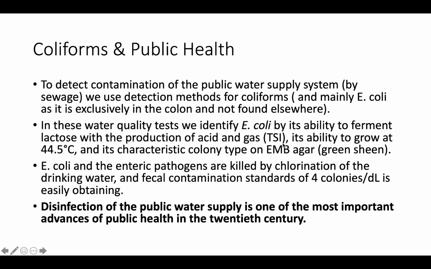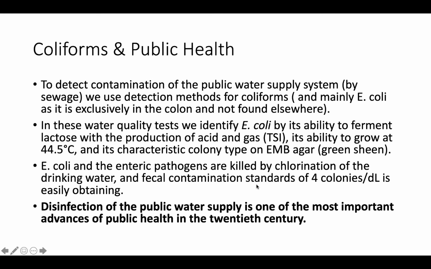So you use EMB or triple sugar iron. You can do triple sugar iron and you will see acid with gas production. This is very easily reproducible and no H2S. And then EMB agar, E. coli, and enteric pathogens are killed by chlorination of the drinking water. That's why we chlorinate drinking water.